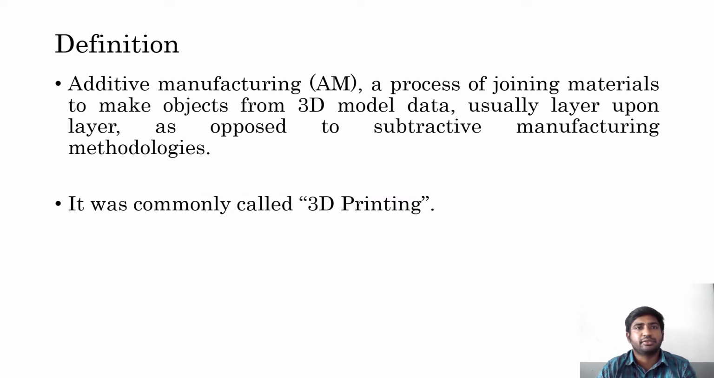So let's jump into unit 1. Unit 1 is basics about additive manufacturing definition. This is the definition of additive manufacturing process: the process of joining materials to make objects from 3D model data.